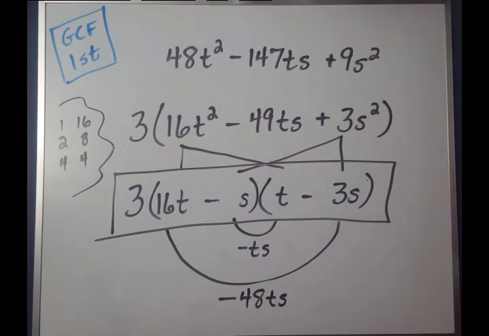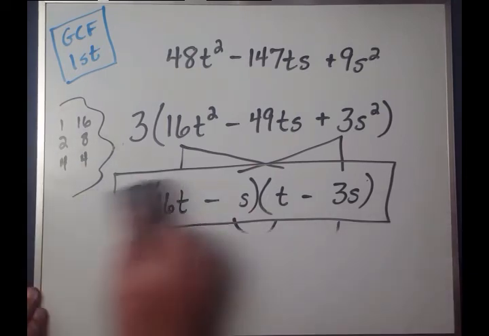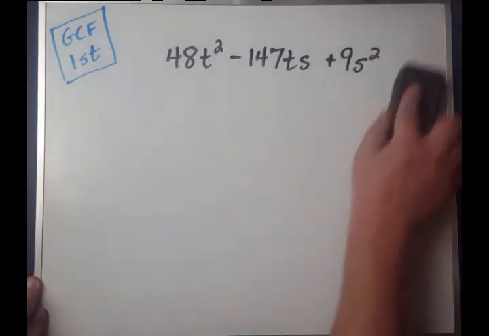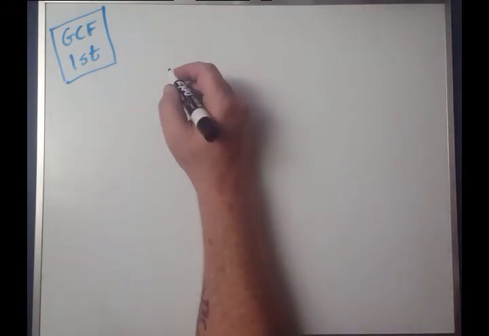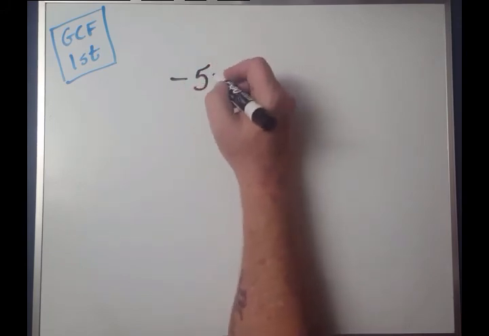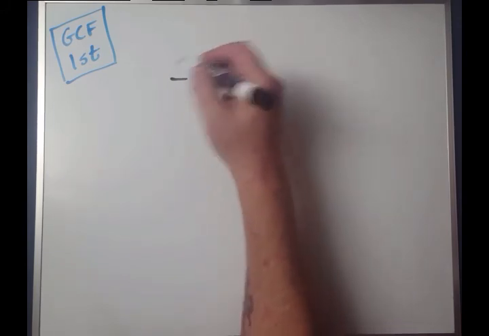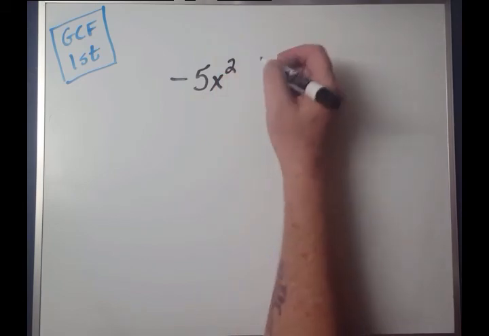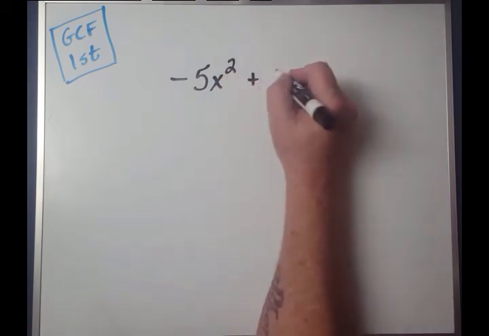Now, I have a little issue with your textbook author in this section. Very rarely do I argue with Dr. Lyle, but in this case, I'm going to have to. I want to work problem number 82. And in problem number 82, the interesting thing is we have a negative coefficient on our leading term.